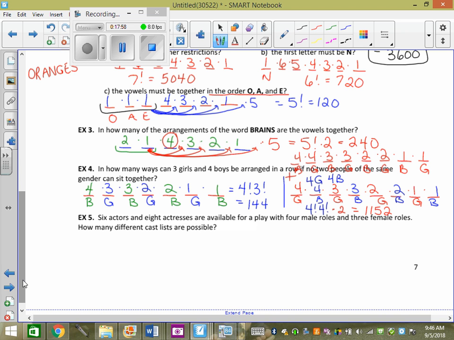The next one has 6 actors and 8 actresses available for a play with 4 male roles. It should say with 4 different male roles and 4 different female roles. It should say different, or else this does become quite a... Sorry, 4 males, 3 females. 6 actors, 8 actresses. Okay?